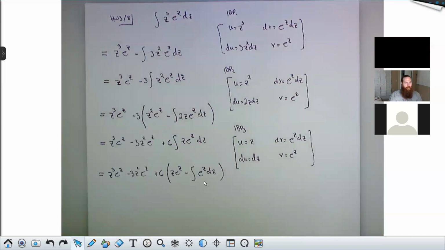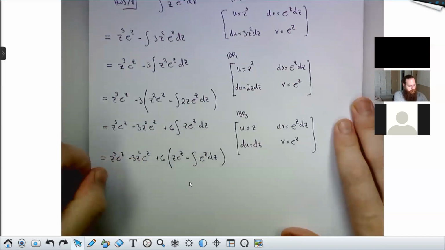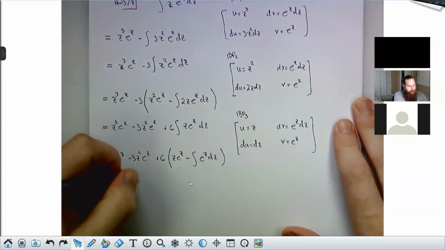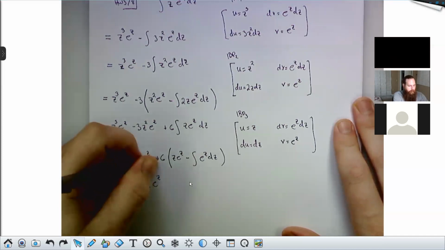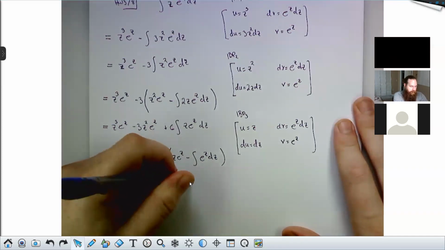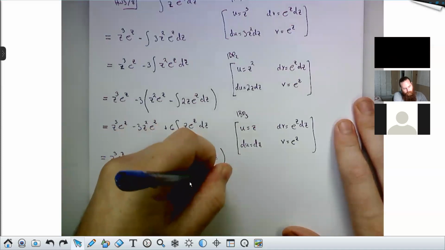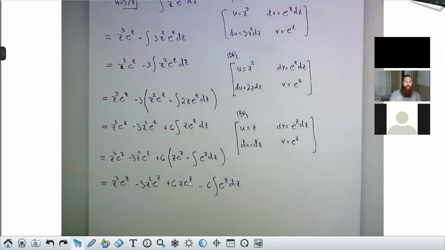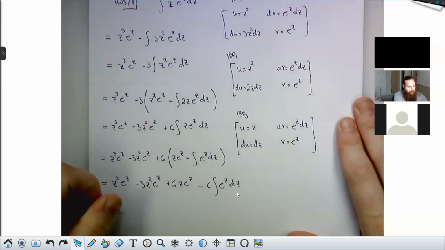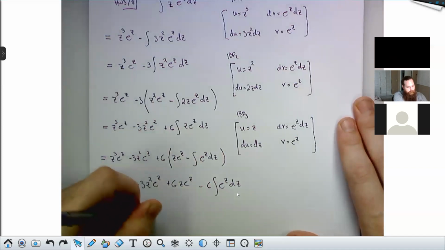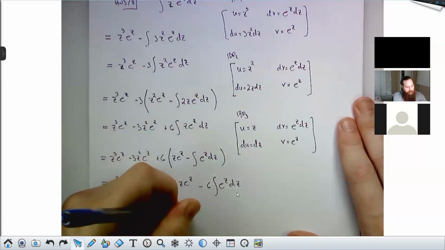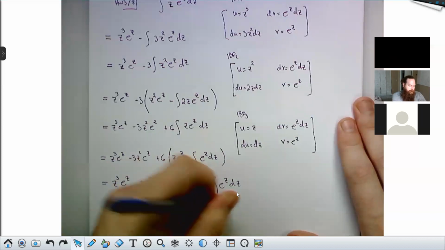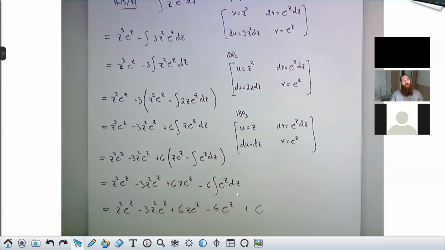And now one last time I need to distribute, make sure I'm being good with my minus signs, and the integral that's left over is easy. So this is z cubed e to the z minus 3z squared e to the z plus 6z e to the z minus 6 integral e to the z dz. And finally, after 3 runs of IBP, we get out an integral that doesn't have any polynomial, that is just an exponential. So we can evaluate that integral directly. The integral of e to the z is just e to the z. So overall, our answer is z cubed e to the z minus 3z squared e to the z plus 6z e to the z minus 6 e to the z. And you slap on your plus c now because there are no more integral symbols.